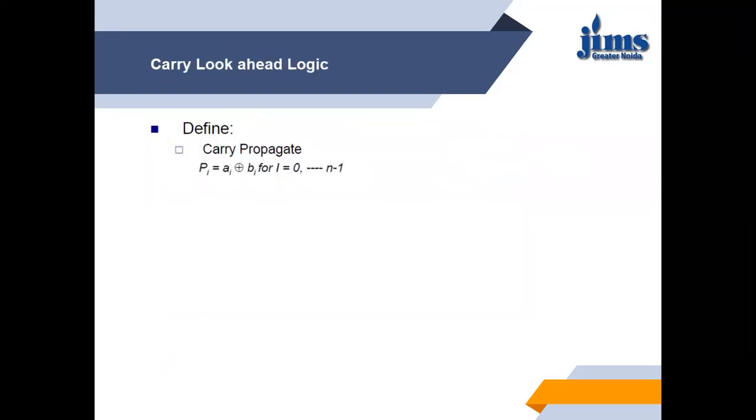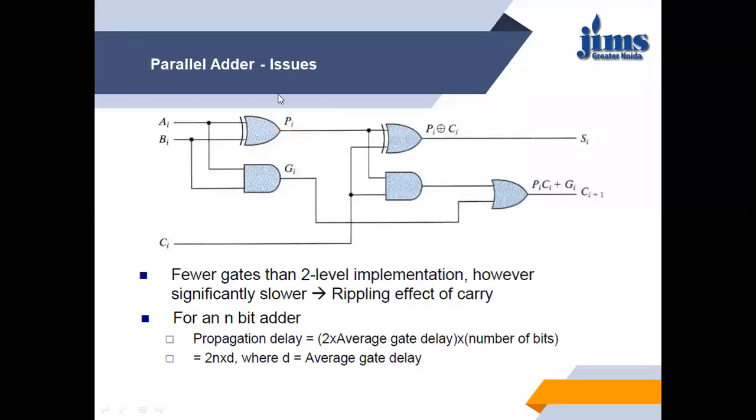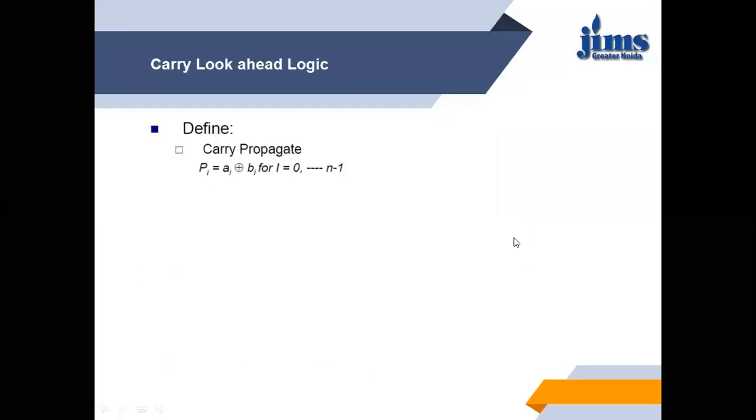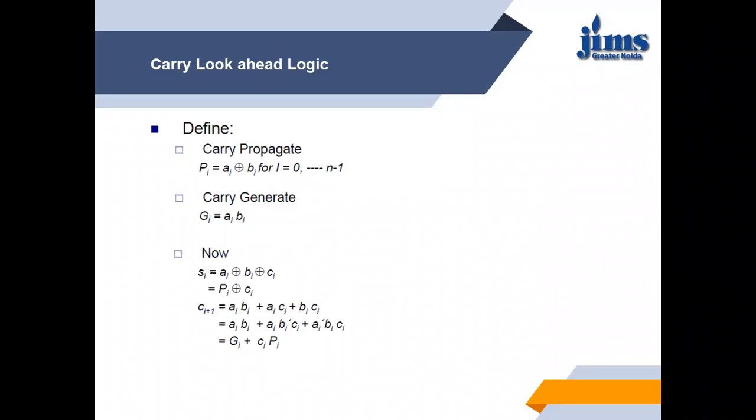Now we have another design, that is the carry look ahead logic, and we define Pi equals Ai XOR Bi, and Gi is Ai AND Bi. So with the same design we have put in the Boolean values. Pi is Ai XOR Bi and Gi is Ai AND Bi. And now sum is Ai XOR Bi XOR Ci.